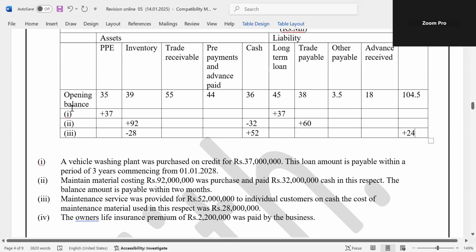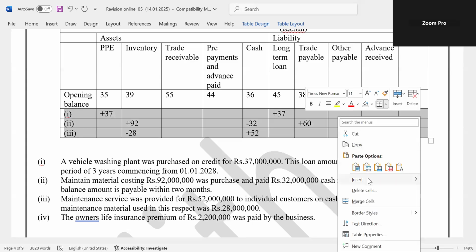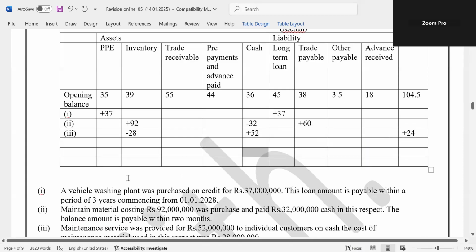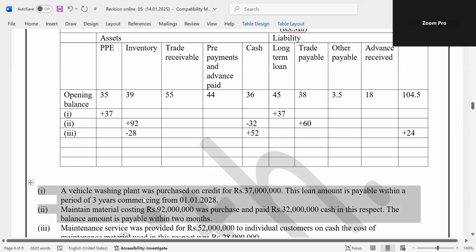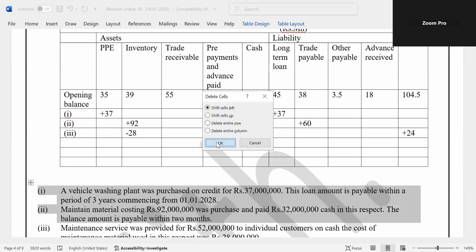Think of the fourth transaction. The owner's life insurance premium of 2.2 million was paid by the business. You have to apply the entity concept. Under the entity concept, the owner's private expense paid by the business should be considered as drawings.